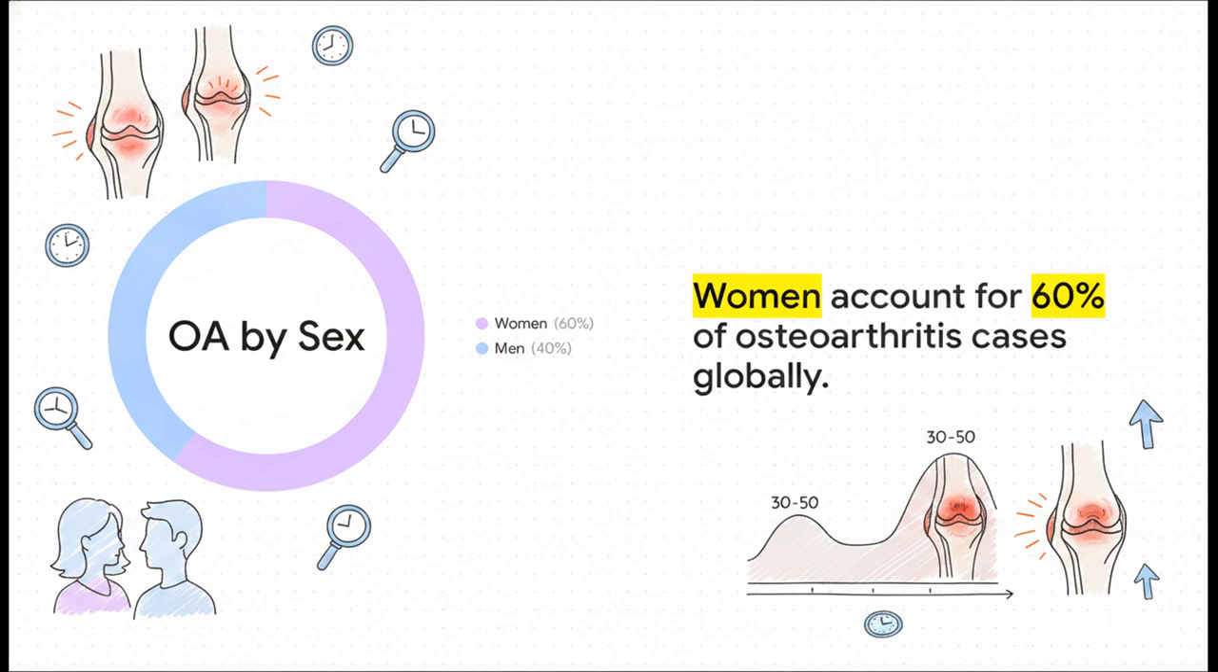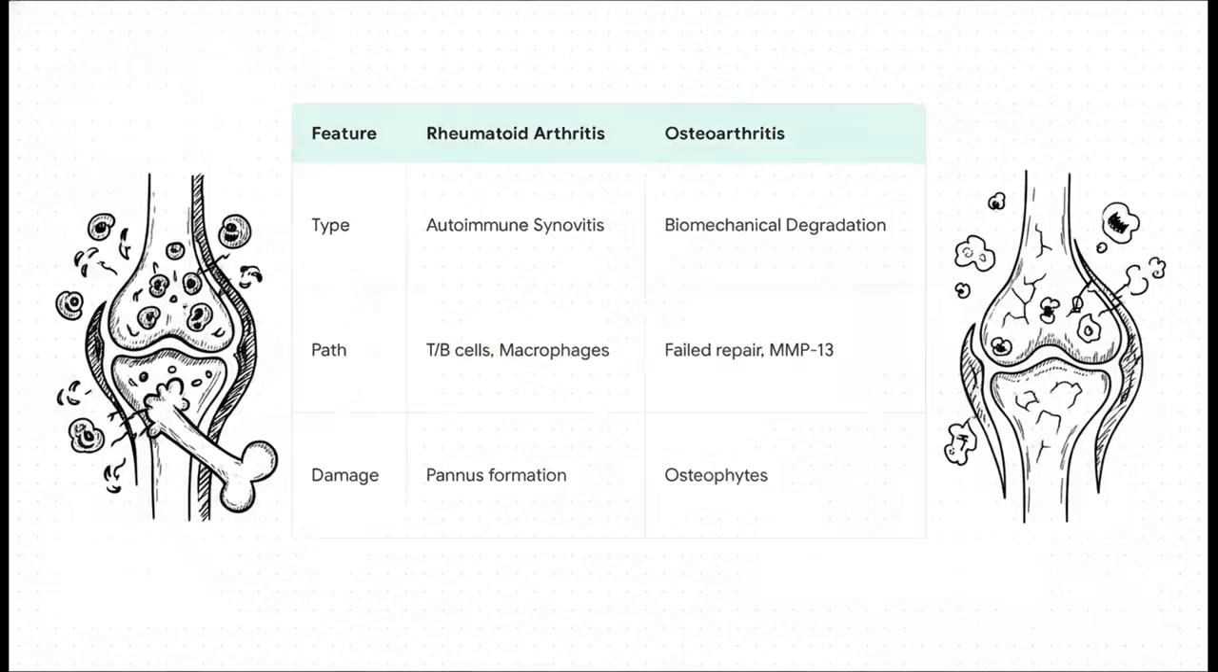Women actually account for 60% of all osteoarthritis cases globally, and they carry roughly a 47% lifetime risk for developing knee OA alone. Rheumatoid arthritis is also more common in women, but pay attention to the timing here. RA typically strikes way earlier, usually between ages 30 and 50, whereas the incidence of OA spikes sharply after age 50.